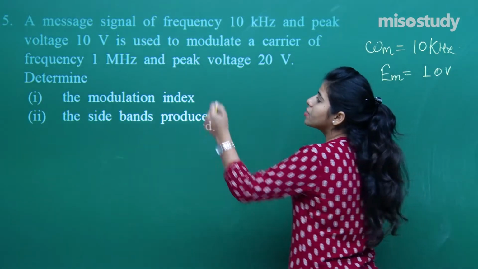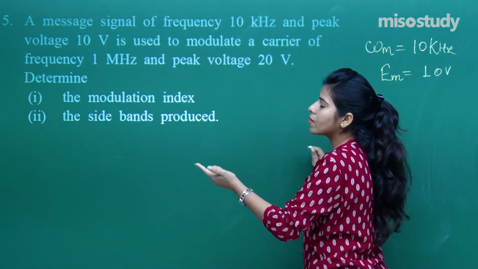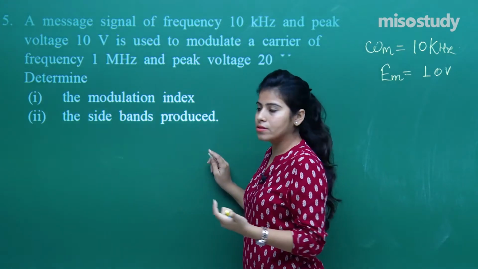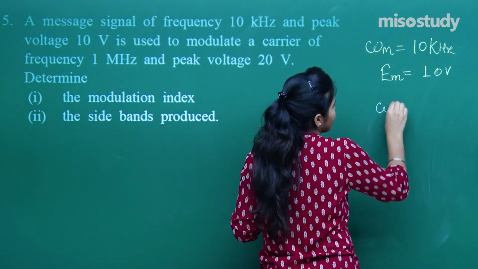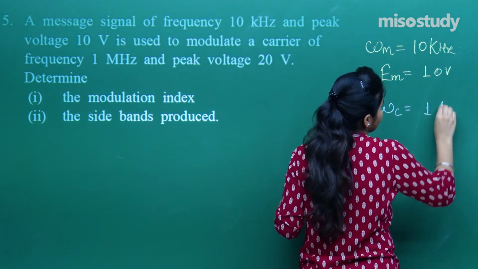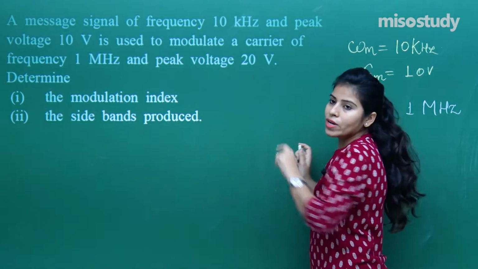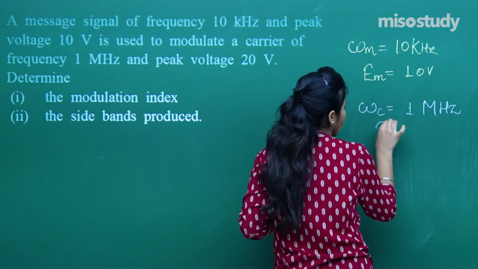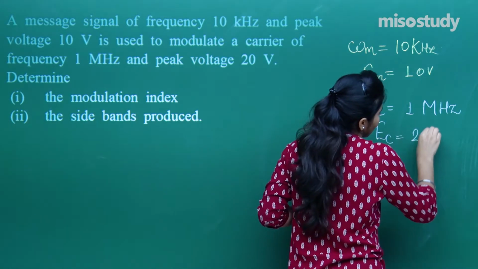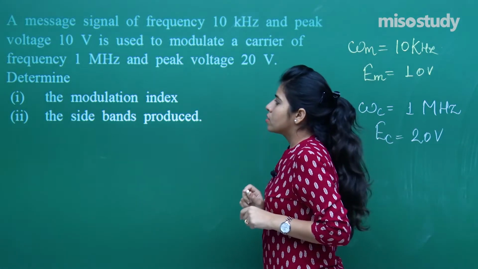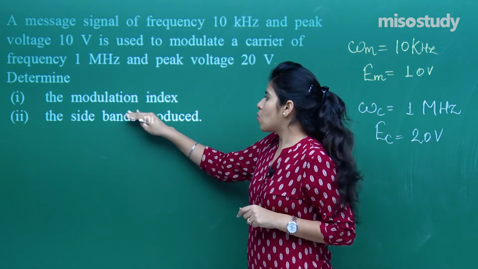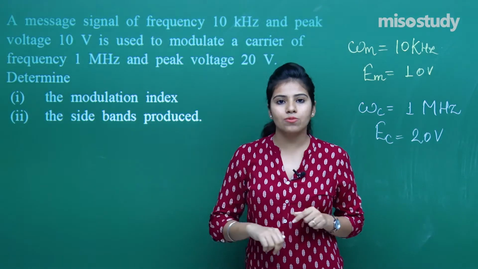Secondly, it is used to modulate a carrier wave of frequency 1 megahertz. So, the carrier wave frequency is given as 1 megahertz and the peak voltage is 20 volt. So, the peak voltage of the carrier wave is 20 volt. Now, we have to determine the modulation index and the side bands produced.